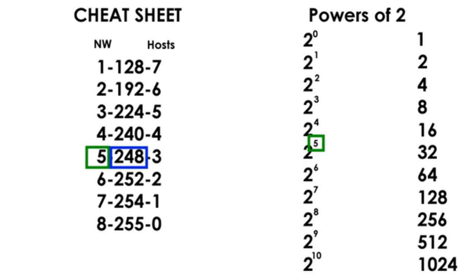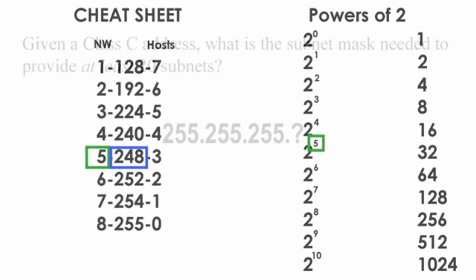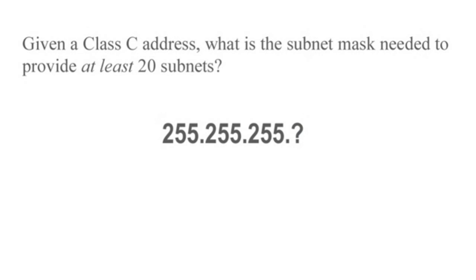So we already know it's Class C, so the subnet mask, that's what we're looking for, that's going to give us at least 20 subnets, is going to be 255.255.255, we know that already, dot, what? 248. Why? Because we looked at our cheat sheet. 2 to the 5th power is 248. Let's give this one a try.